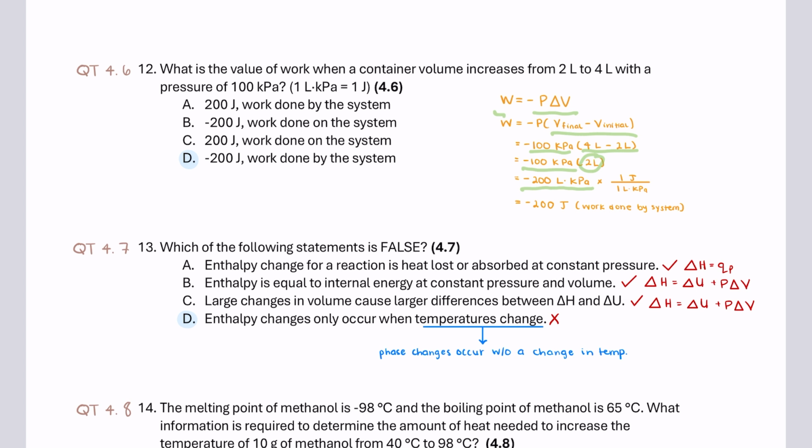Next, we use the unit conversion. Since 1 liter times kilopascal equals 1 joule, this becomes negative 200 joules. Finally, let's interpret the sign. Since the volume is increasing, the system is expanding, and when a system expands, it does work on the surroundings. That means energy is leaving the system in the form of work, which is why the sign is negative. So the final answer is negative 200 joules, and this is work done by the system. That matches answer choice D.